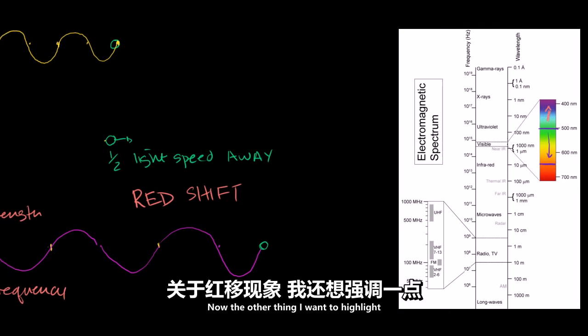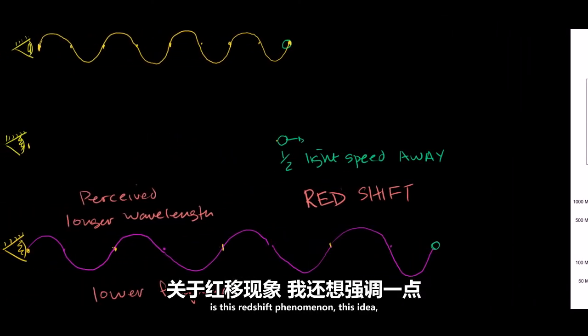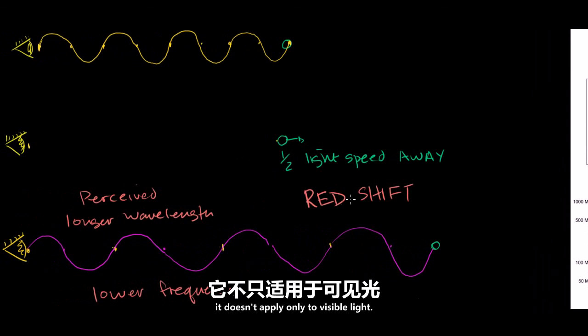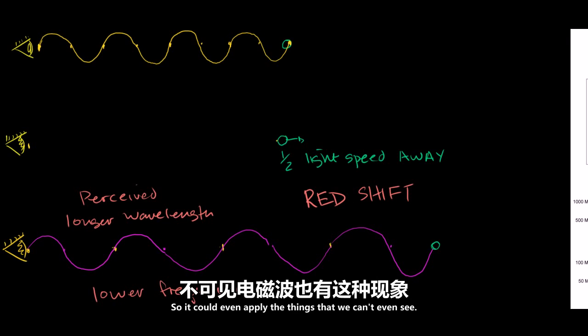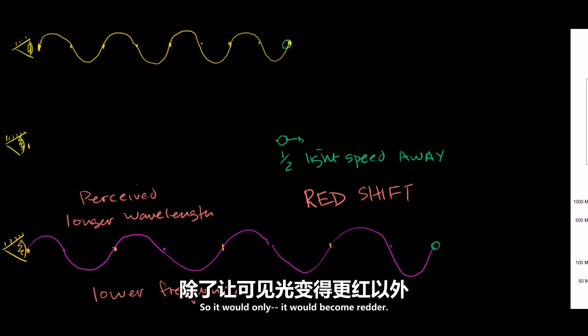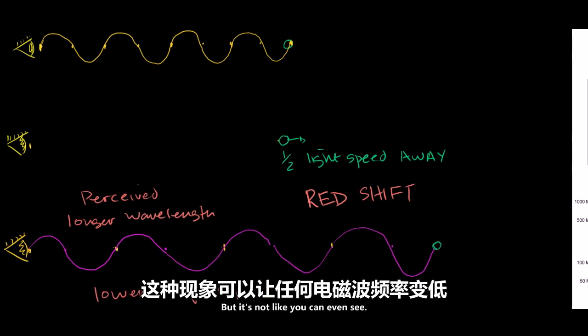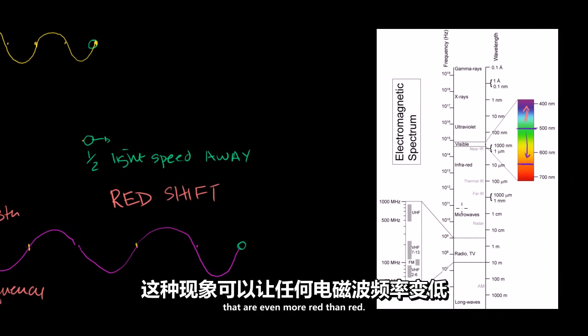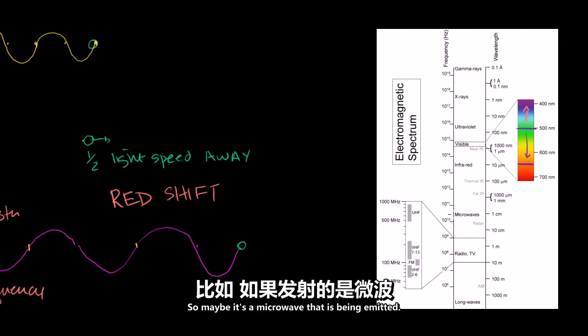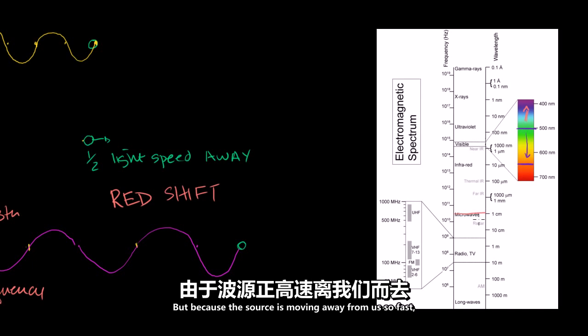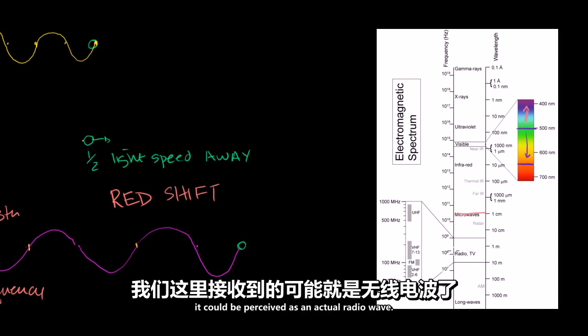Now, the other thing I want to highlight is that this redshift phenomenon doesn't apply only to visible light. It could even apply to things that we can't see. It could be applied to things that are even more red than red. So maybe it's a microwave that is being emitted, but because the source is moving away from us so fast, it could be perceived as an actual radio wave.